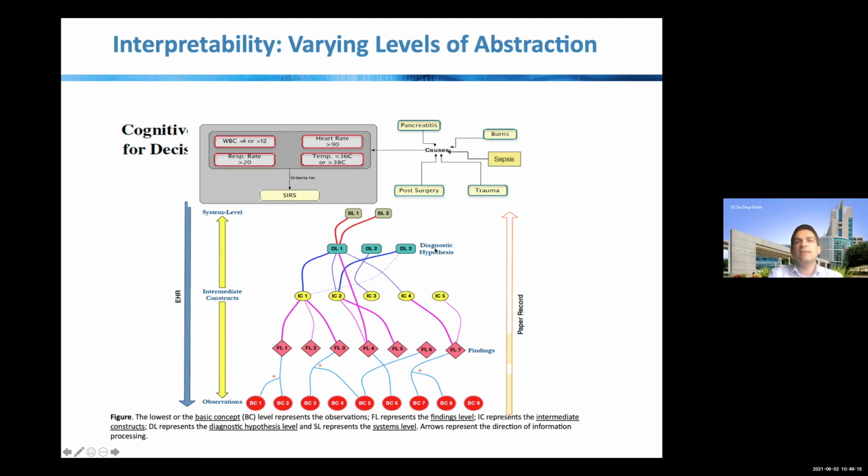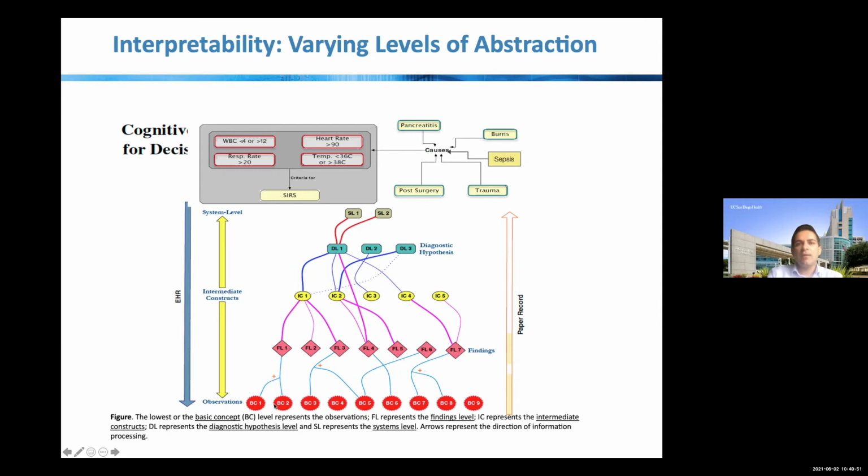So again, here's the example. In the case of sepsis, these are some of the immediate findings. Then you combine those findings and you come up with constructs like SIRS, and then you combine this construct with some other contextual information and you come up with a diagnostic hypothesis. And as we all know, diagnosis in medicine also has a high level of uncertainty. And then you have some system level explanations. So one of the things we started thinking about was that maybe the explanations we are providing to clinicians are really not at the right conceptual level.